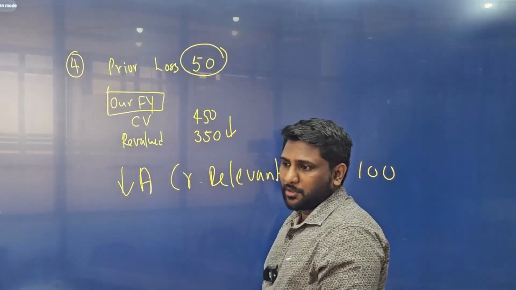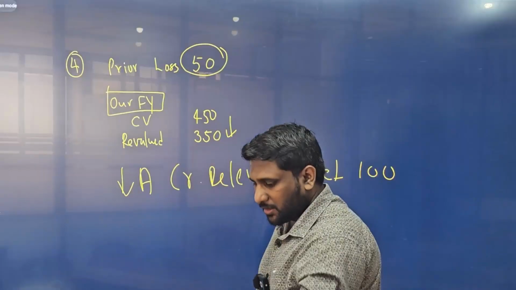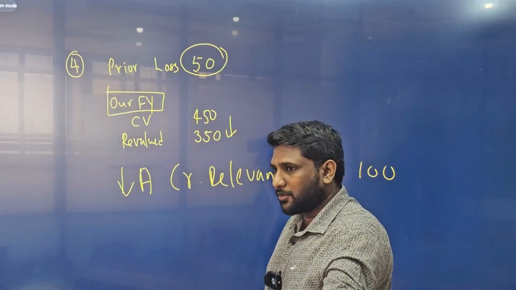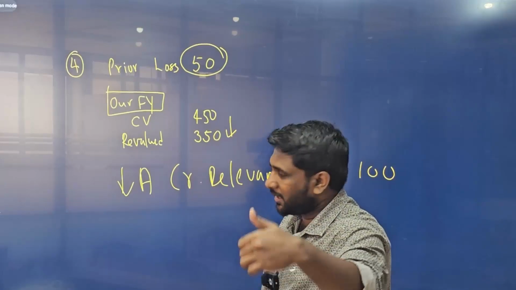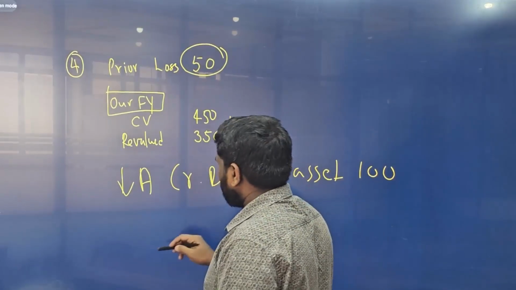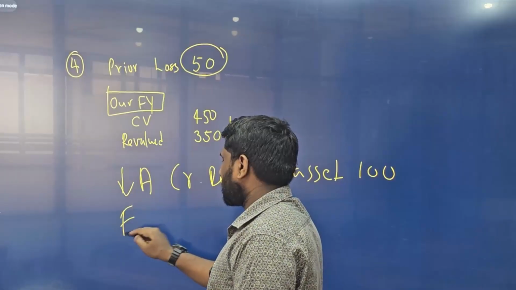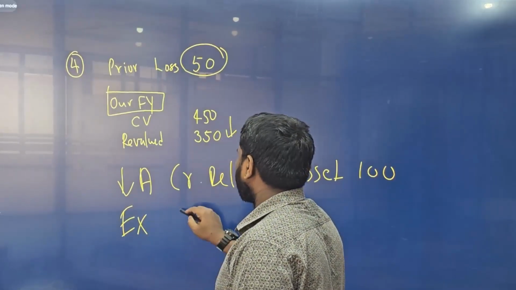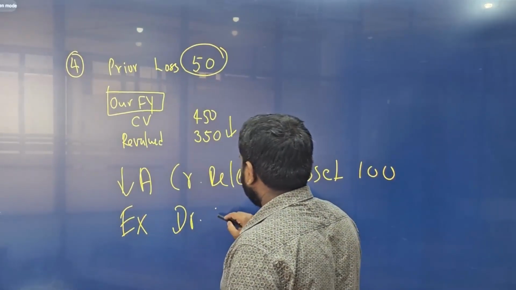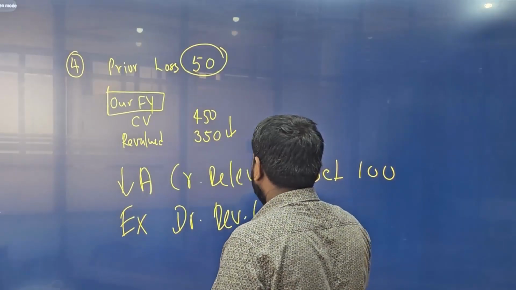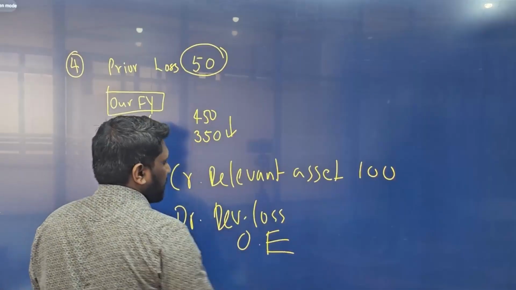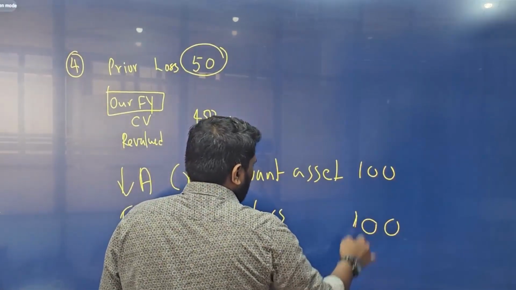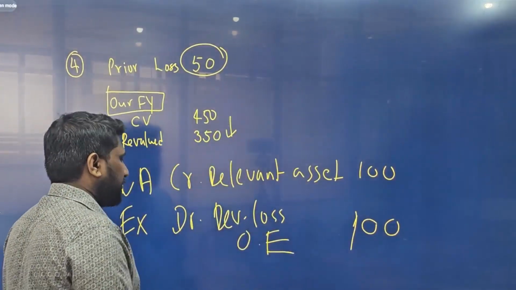Same as question number 2. If it is a decrease of an asset, it will go where? You have to record it to the other expenses. So it's an expense. Debit the revaluation loss. It is going under the other expenses, 100.